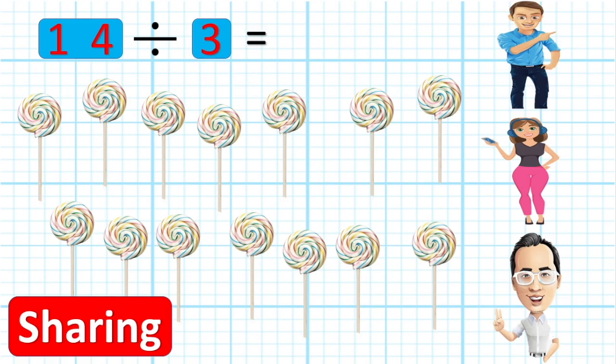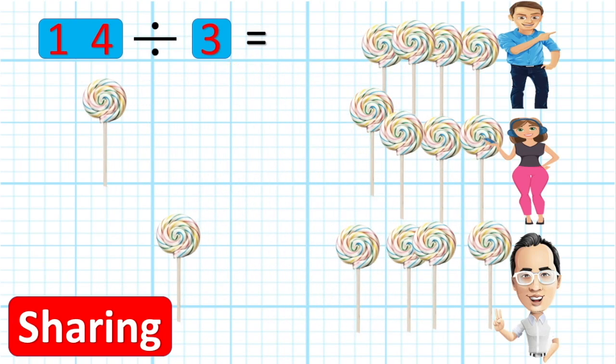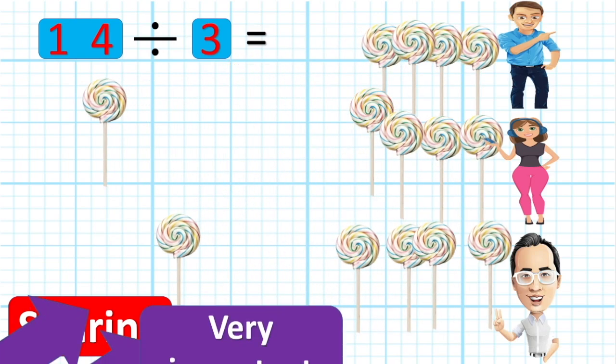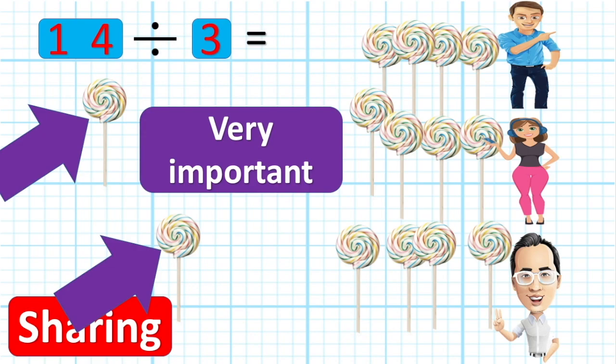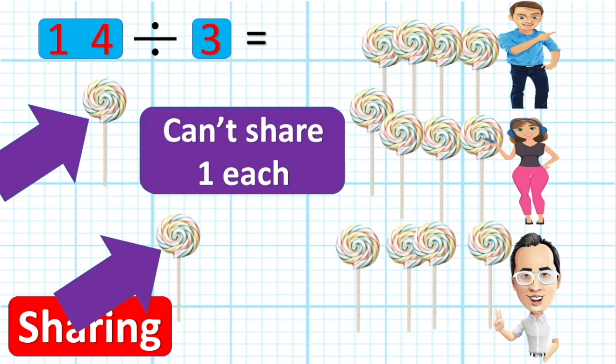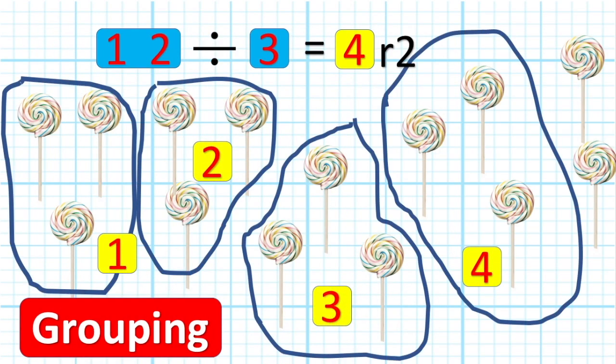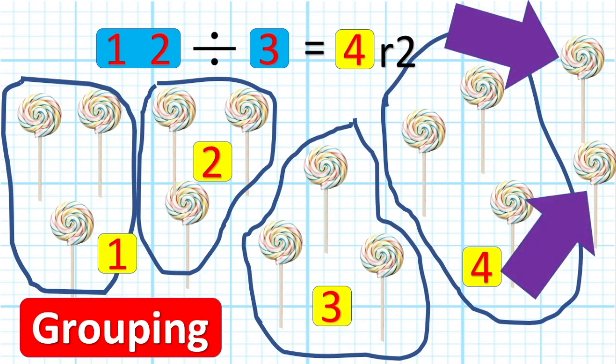Well, we can try and share them. I've got my 14 lollipops and my 3 friends. I'm going to share them evenly. Gives them 4 each again, with these 2 left over. Now, these 2 left over are very important. I cannot share them evenly between my friends, so we have to leave it as a remainder. So 14 divided by 3 would be 4 remainder 2. If I try that with grouping, it would be the same thing. 3, 6, 9, 12, 4 even groups, and 2 left over. Okay, 2 remaining. Now that's pretty straightforward with small numbers.